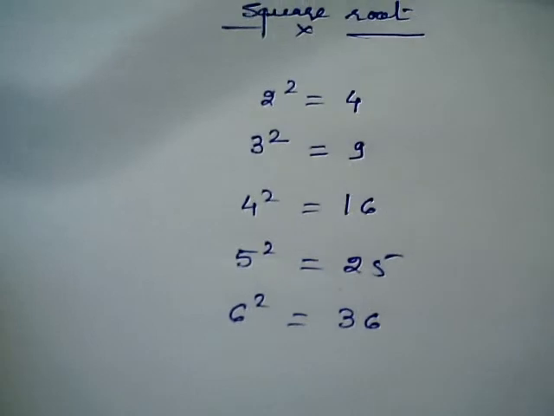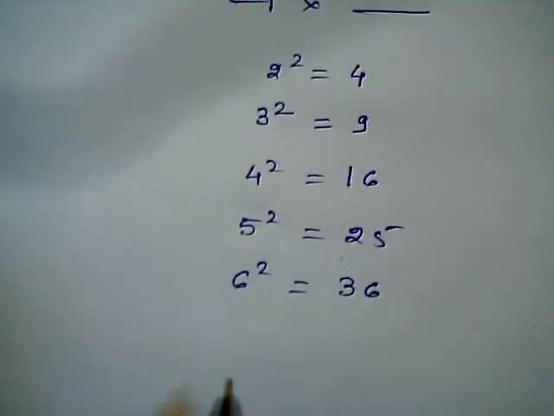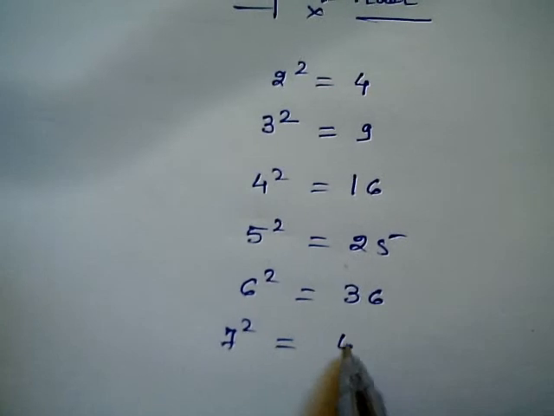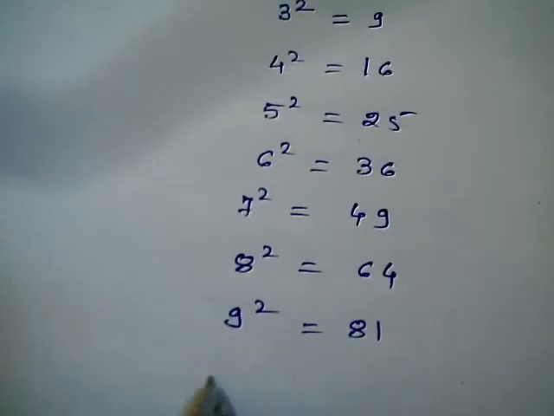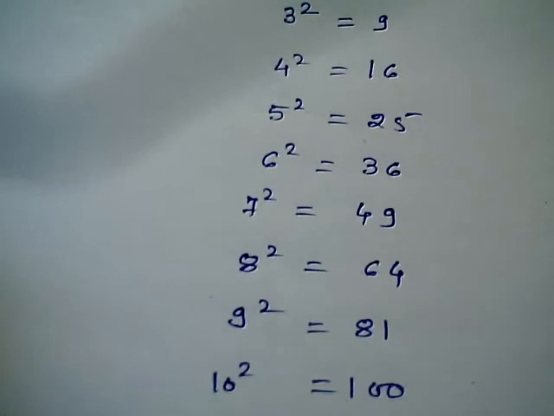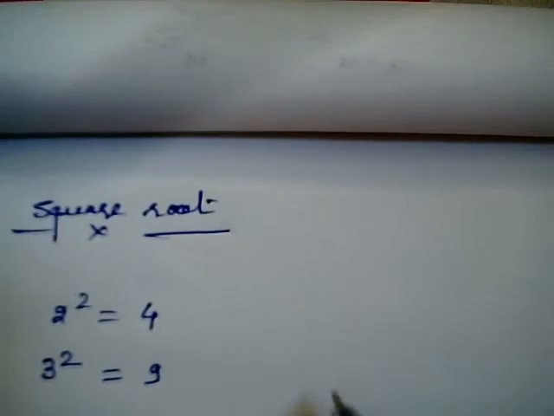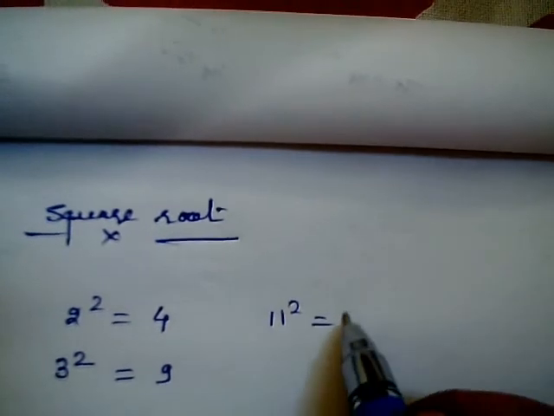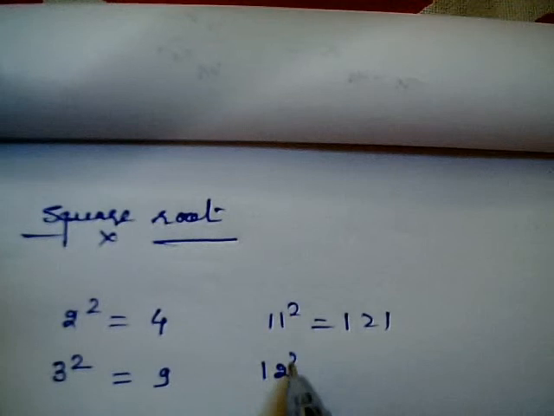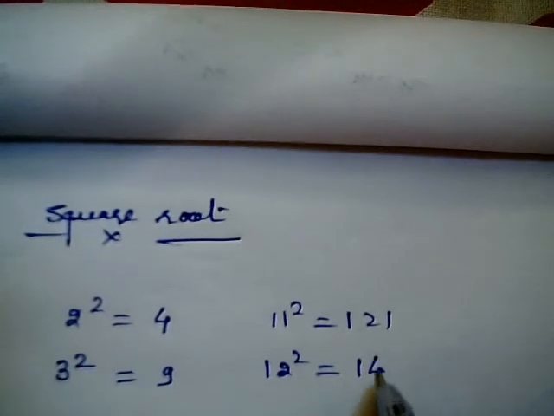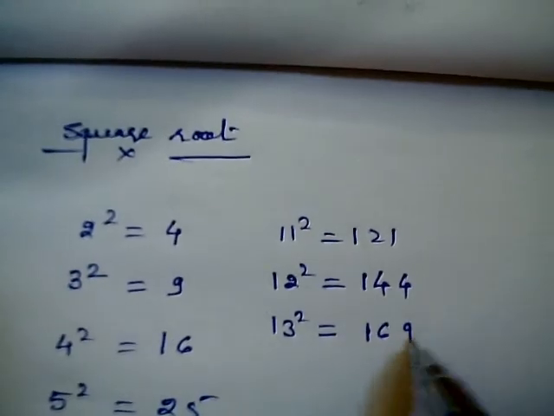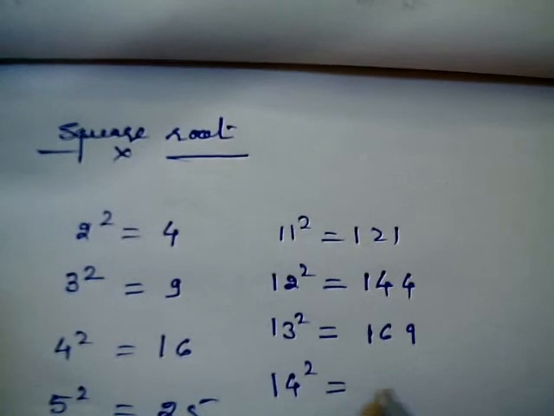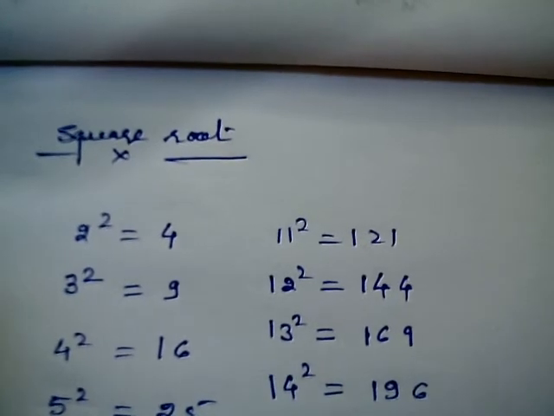7 square is going to be 49. Then 8 square is 64. 9 square, 9 times 9 is 81, and 10 square, 10 times 10, is 100. Then 11 square, 11 times 11, is 121. 12 square, 12 times 12 is 144. 13 square, 13 times 13, is 169. 14 square is 196, and 15 square is 225.